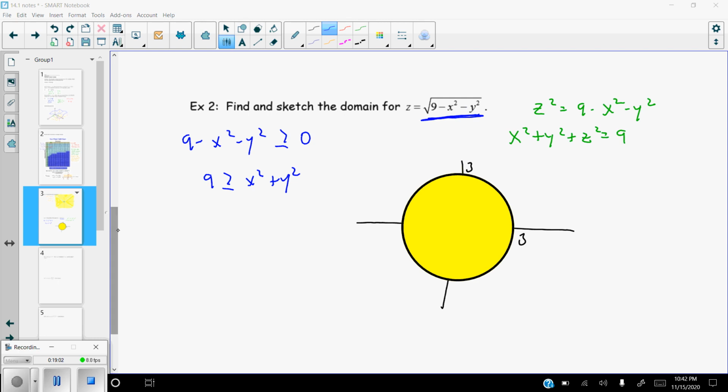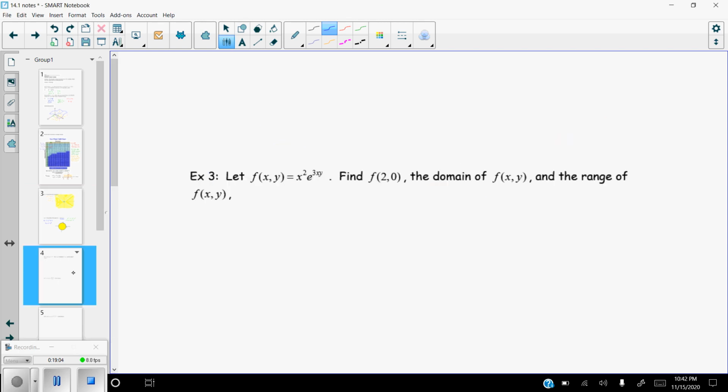All right, just a couple more examples. I think we got 3 actually, and then we'll come back with a second video. Okay, so this time we've got a function of x, y: x squared e to the 3xy. We want to find, first of all, f of 2, 0. That shouldn't be too difficult. Then the domain of f of x, y, and then the range of f of x, y. We hadn't done that one before.